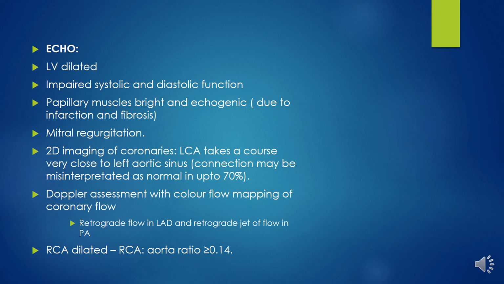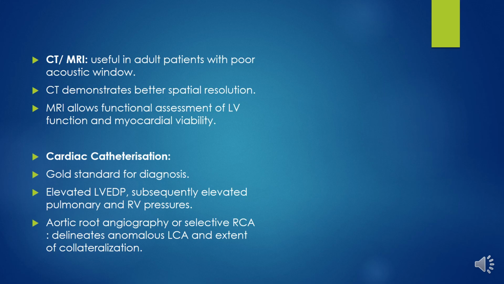So ALCAPA can show LV dilation, impaired systolic function, papillary muscles brightened due to infarction and fibrosis, mitral regurgitation, and on Doppler assessment, the RCA is dilated. CT and MRI can be done, and cardiac catheterization can show elevated left ventricular end-diastolic pressure.